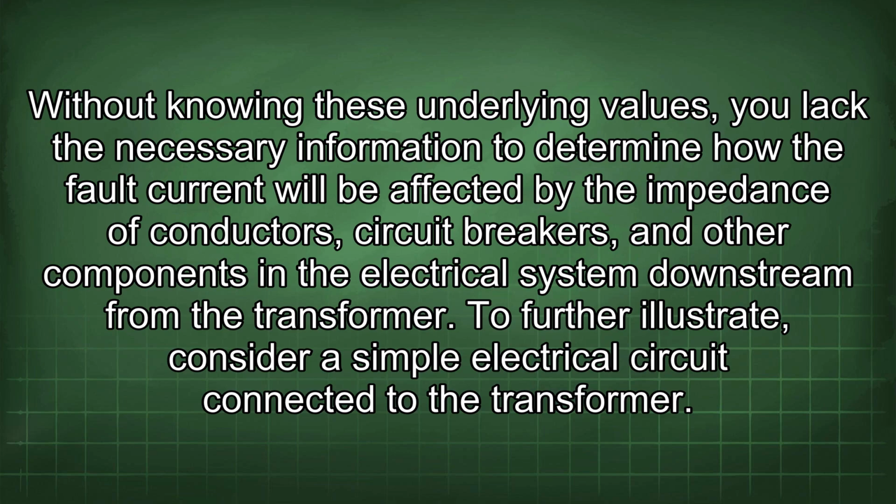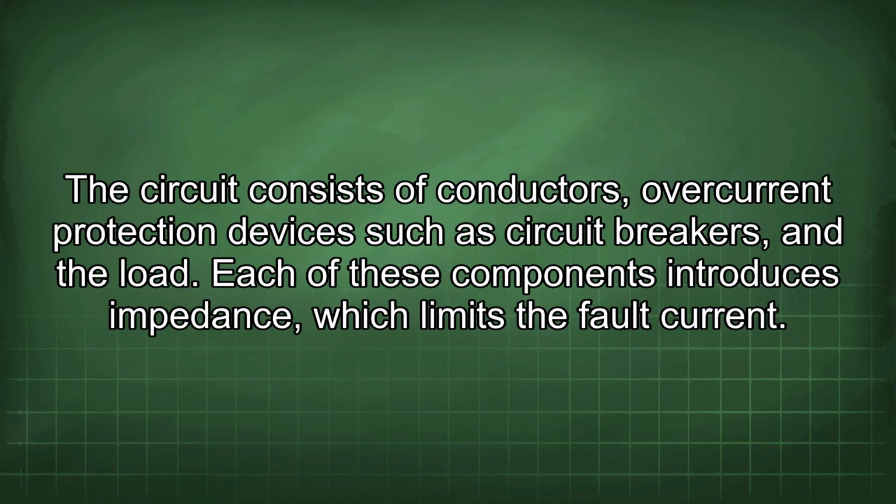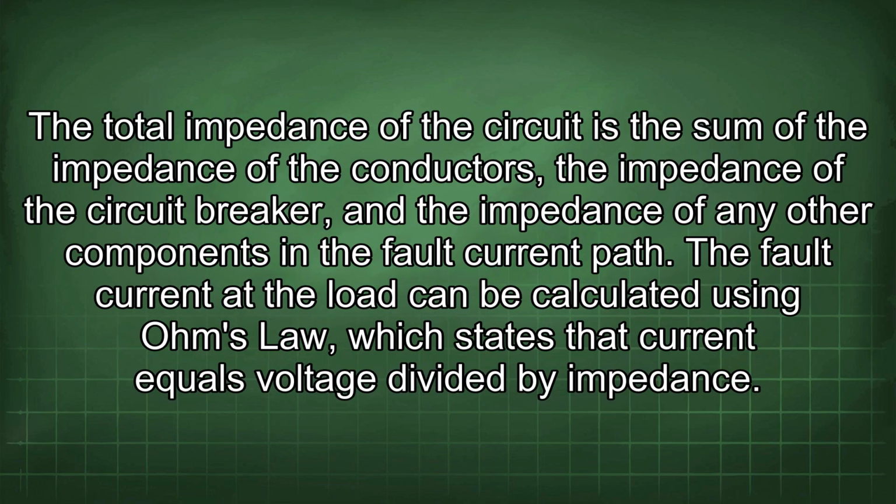To further illustrate, consider a simple electrical circuit connected to the transformer. The circuit consists of conductors, overcurrent protection devices such as circuit breakers, and the load. Each of these components introduces impedance, which limits the fault current. The total impedance of the circuit is the sum of the impedance of the conductors, the impedance of the circuit breaker, and the impedance of any other components in the fault current path. Fault current at the load can be calculated using Ohm's law, which states that current equals voltage divided by impedance.